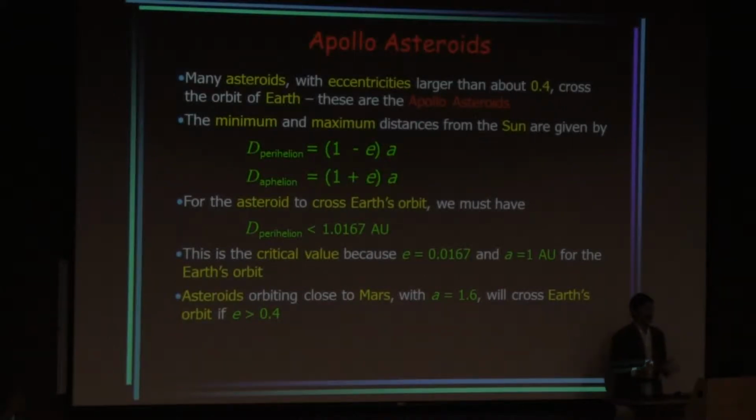Across the orbit of Earth? Well, we can tell pretty easily whether an asteroid is an Apollo asteroid or not by looking at its eccentricity. That's a big part of what's going on when you look at the orbit of an asteroid, because most of them have semi-major axes that are around 2.8 to 3 astronomical units.